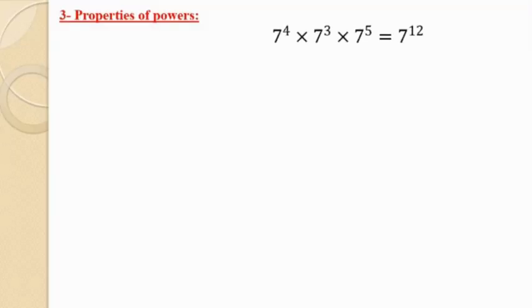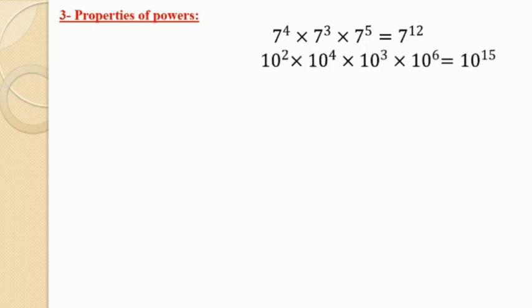Now, properties of powers. 7 power 4 times 7 power 3 times 7 power 5. That means 7 is written 4 times at first, then 3 times, then 5 times. So how many times are they all together? 4 and 3 is 7, and 5 is 12. So the answer will be 7 to the power 12.